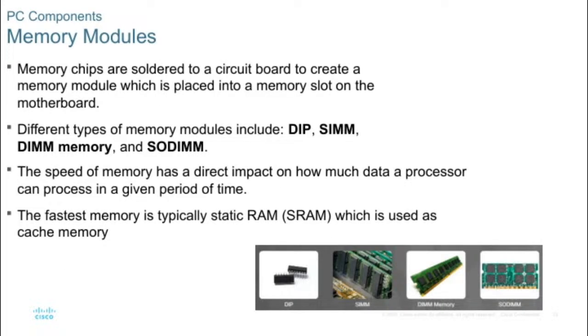Memory speed plays a crucial role in how much data a processor can handle at once. The faster the memory, the smoother everything runs. Static RAM, or SRAM, is usually the quickest. That's why it's used for cache memory, right next to the processor.